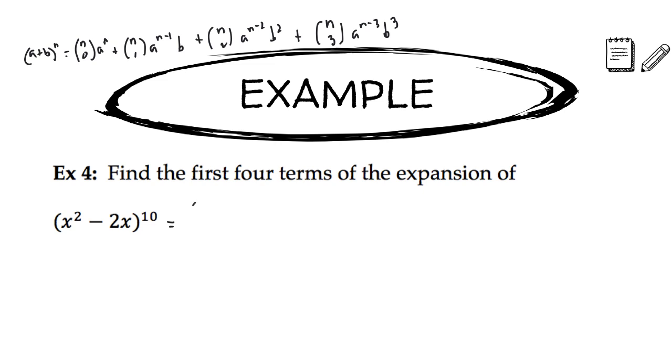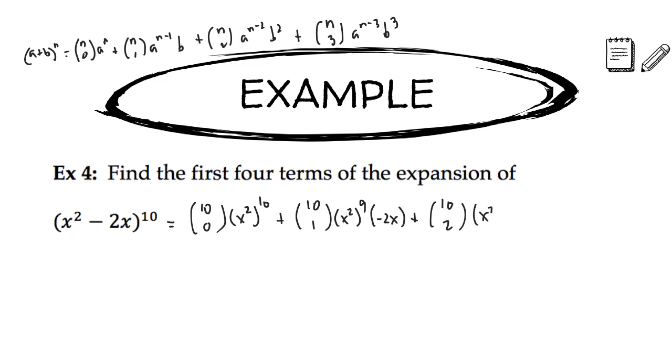So when I write that out here, I'll get 10 choose 0, (x²) to the 10th, plus 10 choose 1, (x²) to the 9th, times (−2x) to the 1st, plus 10 choose 2 times (x²) to the 8th, times (−2x) squared, plus 10 choose 3 times (x²) to the 7th, times (−2x) to the 3rd.